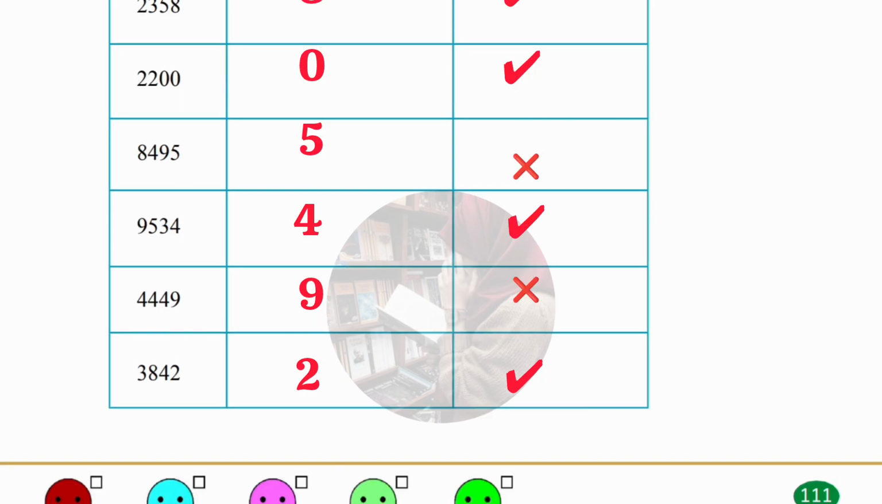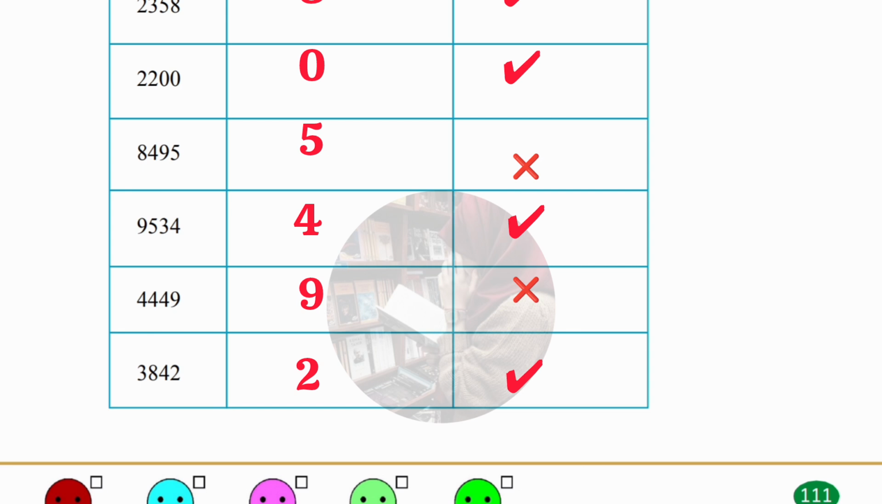Okay. Next number is 9534. Here the last digit, which is 4, is in the ones place. That's why I write down 4. As 4 is an even number, it is divisible by 2. So put a tick mark.